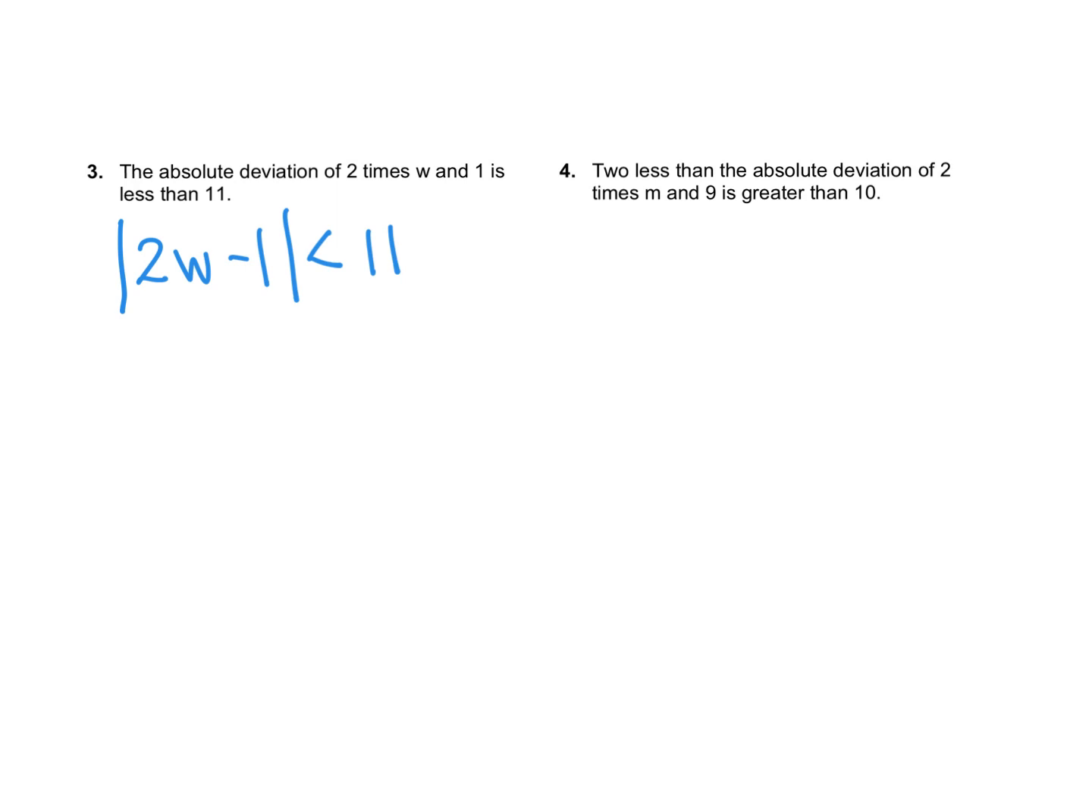And then we have 2 times the absolute deviation of 2 times m is greater than 12. So we have 2 less than. So we're going to have the absolute deviation of 2 times m minus 9. And then we have to minus the 2 there. That's where we got the 2 less. And then is going to be greater than 10.